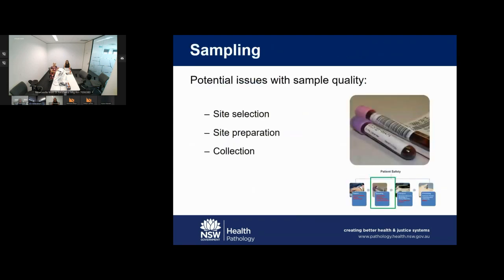And then we move on to the next box, which is sampling. Once you've identified the patient, you need to collect the sample correctly. And potential issues in sample quality can be related to the site selection and making sure that your site selection is correct and that it's treated properly before you do the collection. And again, all of those guidelines sit in that lime green folder. Mm-hmm. The source of all. Yeah, the source of truth.